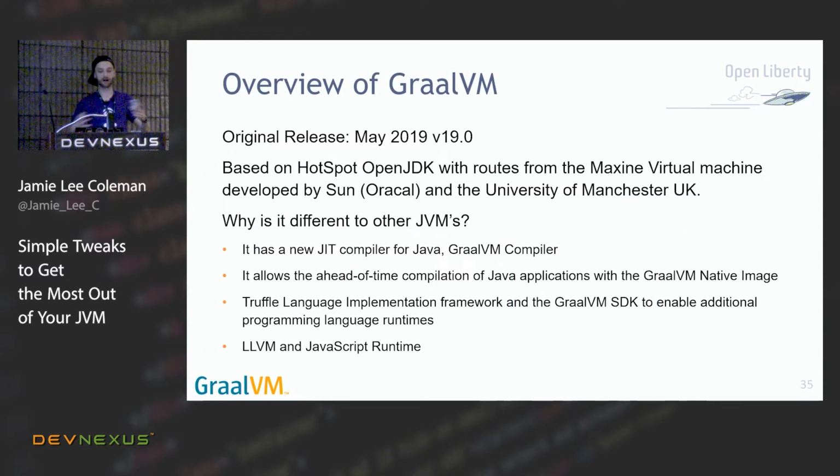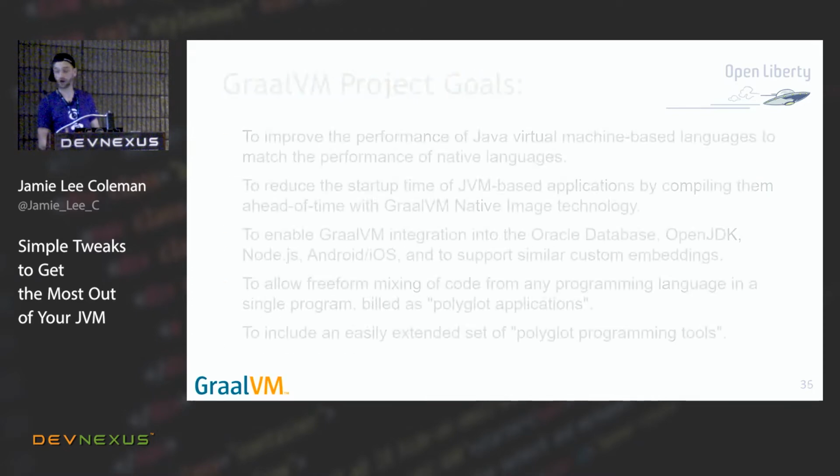Now I'll talk a little bit about GraalVM. So GraalVM is based on Hotspot, but what they wanted, and like I mentioned, this was developed by Oracle and Manchester University in the UK many years ago, which is now kind of cemented and become a thing. Why is it different? Well, the difference is it has a new JIT compiler, and essentially what it does is it allows ahead-of-time compilation of Java applications, and it basically allows you to execute native code. It also has Truffle language implementation frameworks, and it also allows you to run things like JavaScript.